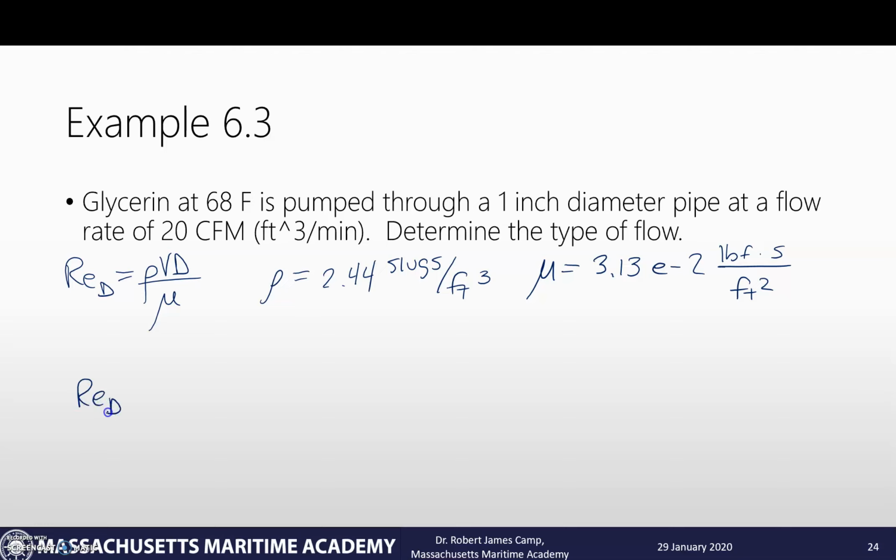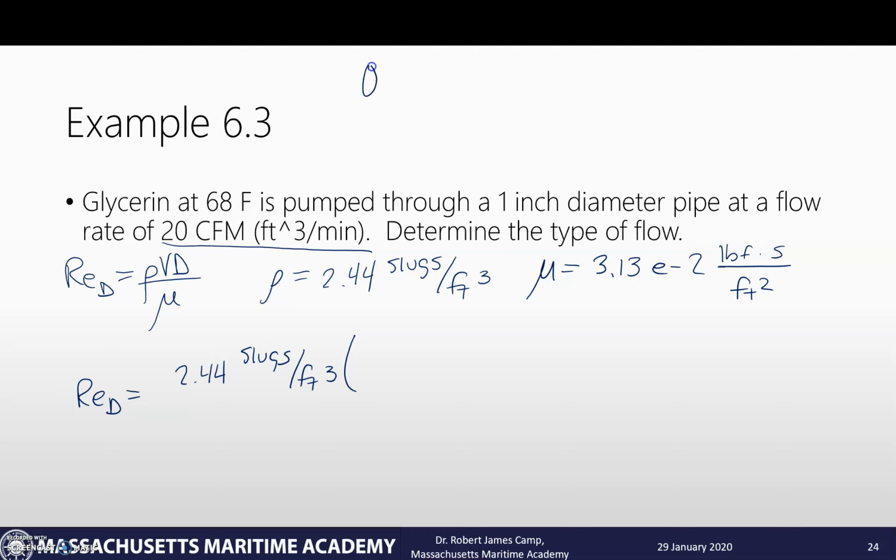Reynolds number based on diameter is density 2.44 slugs per cubic foot. Velocity. Velocity is 20 cubic feet per minute, but then it's not. Why am I saying it's not? We take a look at that. And this is another mistake that will happen quite a bit. Cubic feet per minute is not a velocity. That is a volumetric flow rate. We need to calculate that out.